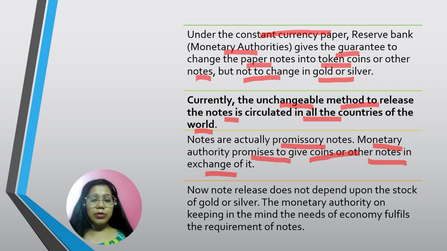So notes are actually promissory notes where the monetary authority promises to give coins or other notes in exchange for them. So now the note release does not depend upon the stock of gold or silver. The monetary authority, keeping in mind the needs of the economy, fulfills the requirement of the notes, that is, they print that much amount of notes or exchange that much amount of notes in the economy. So with this we have done currency. Next we will be studying the second main component, which is demand deposits. So let's go to the next slide.